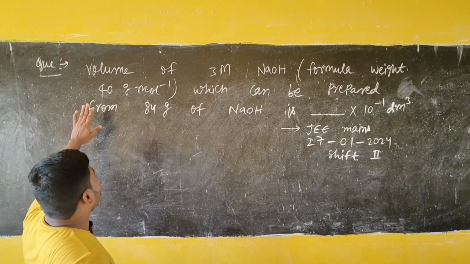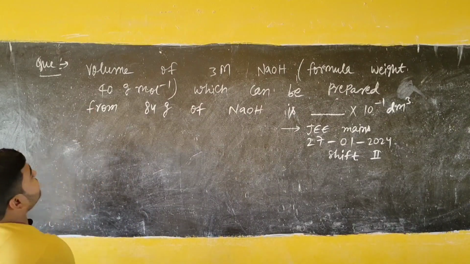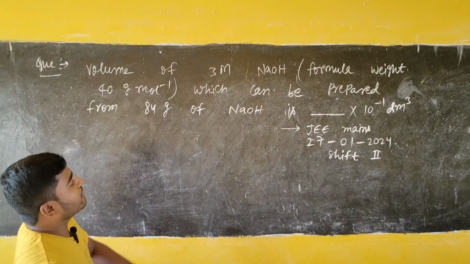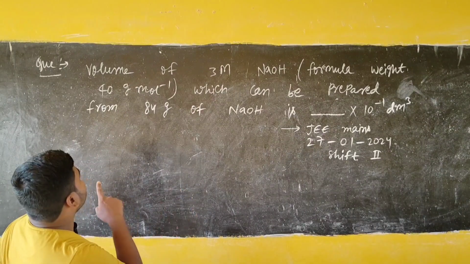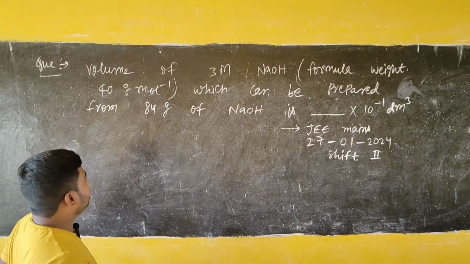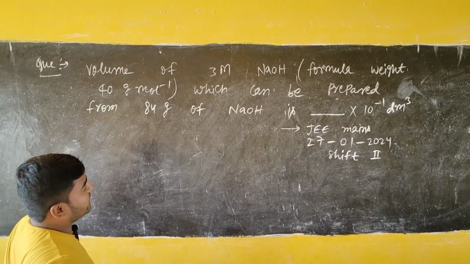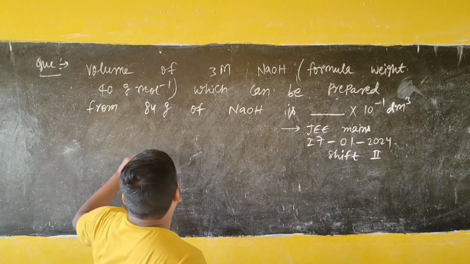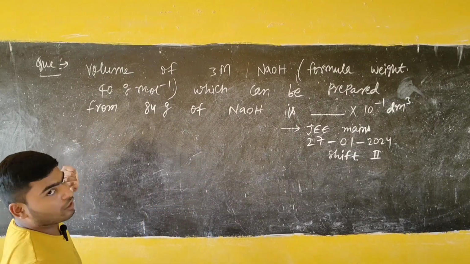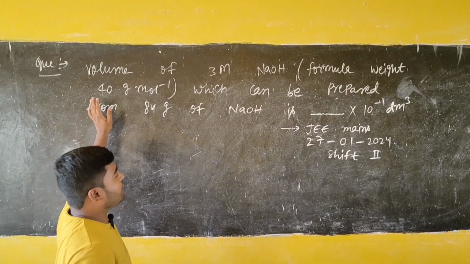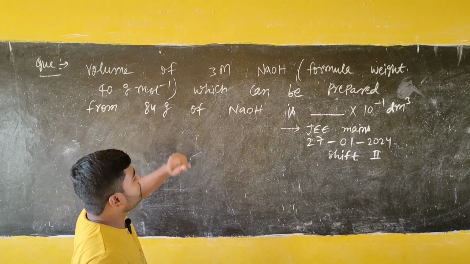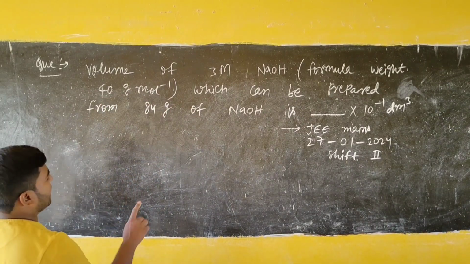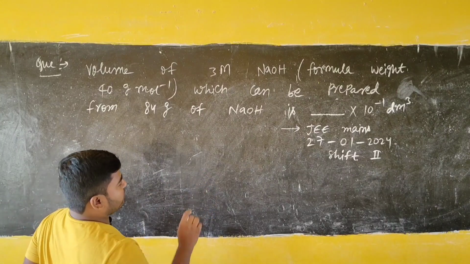First of all, let us read the question. Volume of 3 molar NaOH. Formula weight is given. If it is not given also, you can easily calculate it, but it's already given, so it's good for you. The formula weight is given as 40 gram per mole. Next we'll read, which can be prepared from 84 gram of NaOH is.